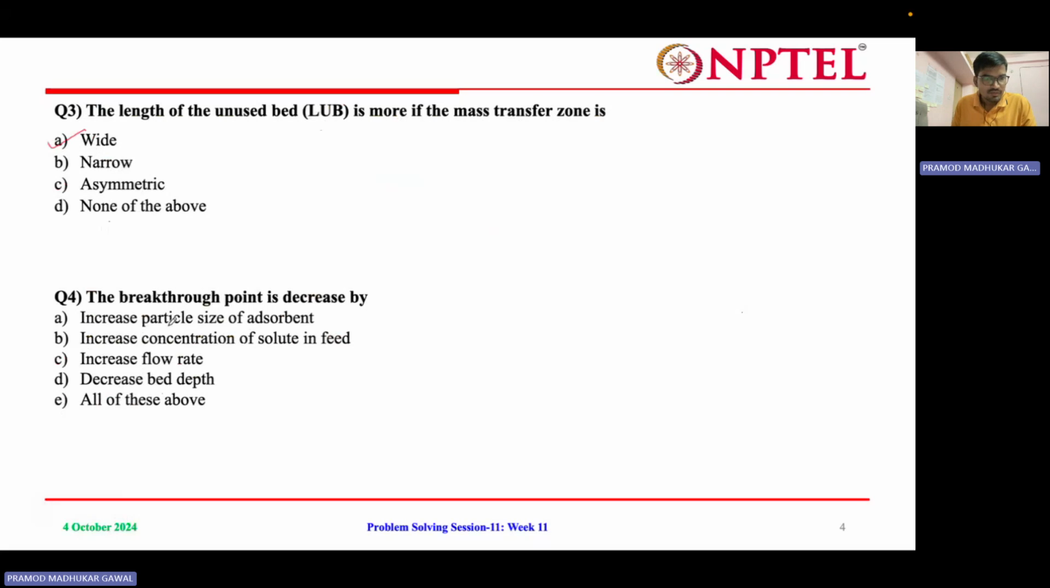Moving to question number 4. The breakthrough point is decreased by: increasing the particle size of the adsorbent, increasing the concentration of solute in the feed, increasing the flow rate, and decreasing the bed depth. All these factors are important to decrease the breakthrough point. So option E is the correct one.